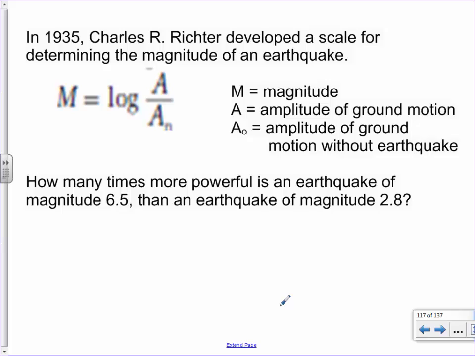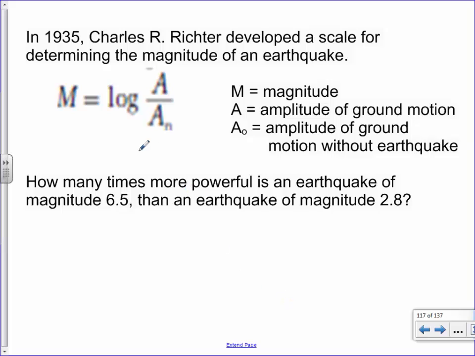So, do you guys know about the Richter scale? You ever heard about this for earthquakes? It measures the magnitude. If you have a magnitude 10 earthquake, it's catastrophic. If you have a magnitude 4 earthquake, it's not quite as bad. So, the Richter scale is actually based on logs.